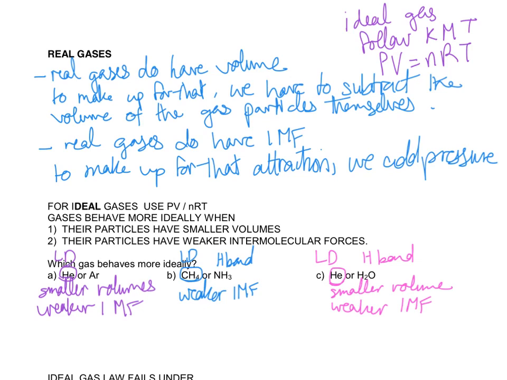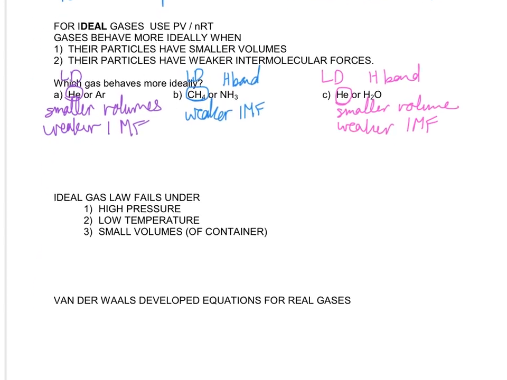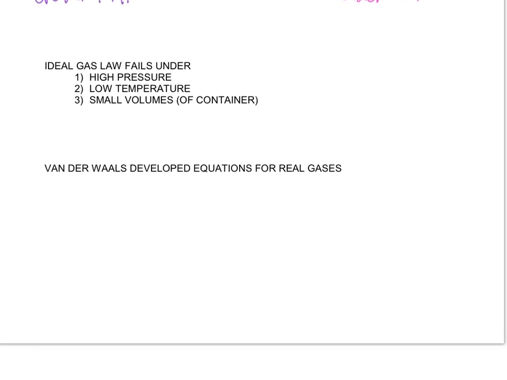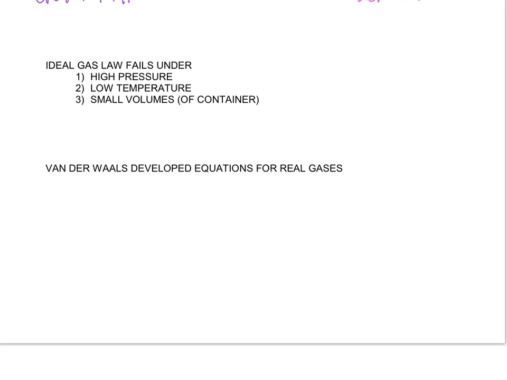Now let's look at what if you had the same gas but at different conditions. Now KMT, or PV equals nRT, works under most conditions. Again, under most conditions you can ignore the volume of the gas particles and their interactions or their attractions. However, under three conditions, KMT fails. The values that you get for it are not accurate at all. And those three conditions are high pressure, low temperature, and small volumes of the container. So let's look at each of these.